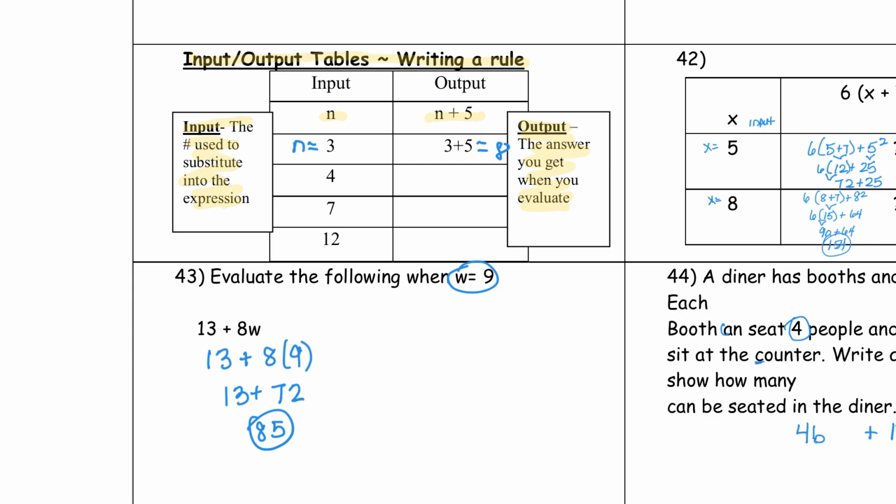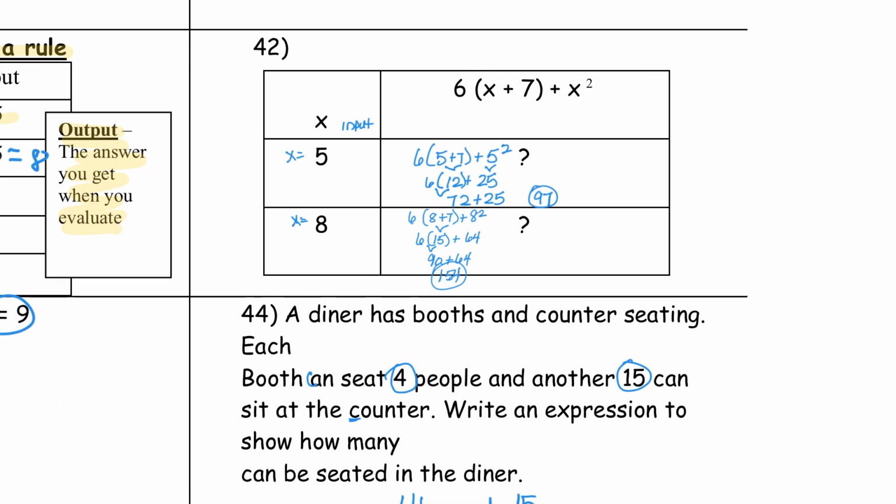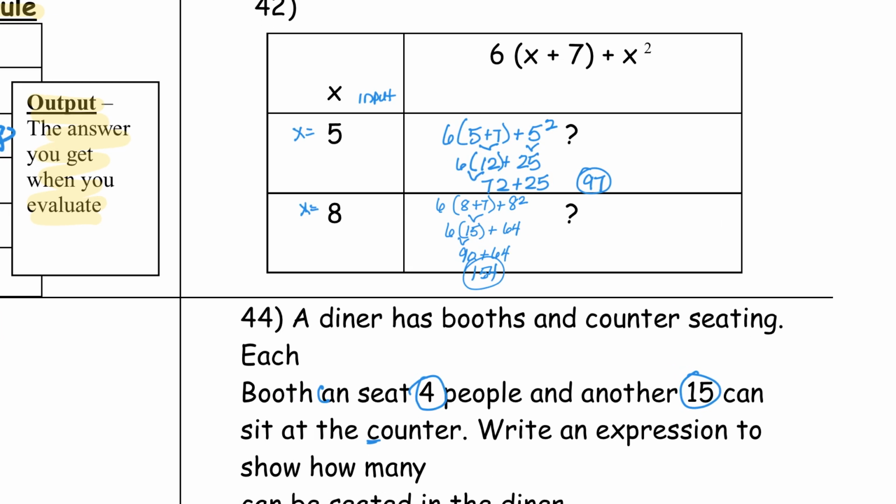Let's look at number 42. Let's scoot over here. Number 42, we have x, which is your input, and we have the following expression, a little more on the challenging side. They're going to get a little tougher. 6 times x plus 7 plus x squared.